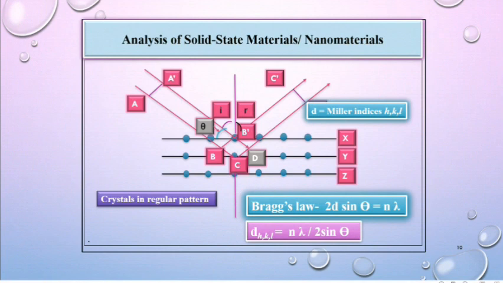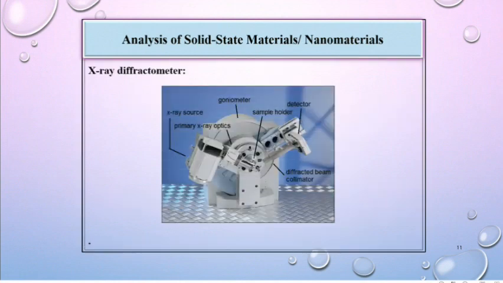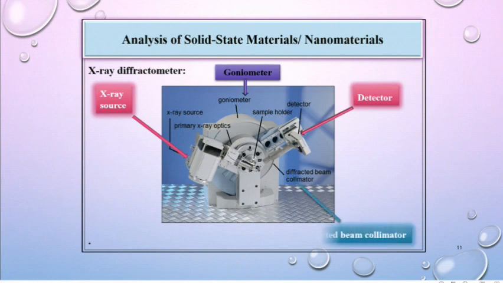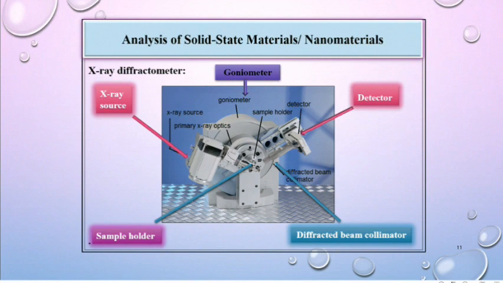The mechanical assembly of an X-ray diffractometer consists of these basic elements, that is X-ray source, goniometer, detector, diffracted beam collimator, and sample holder. The X-ray tube and detector are rotated so as to vary the diffraction angle theta. An X-ray detector is used to detect the diffracted X-rays.